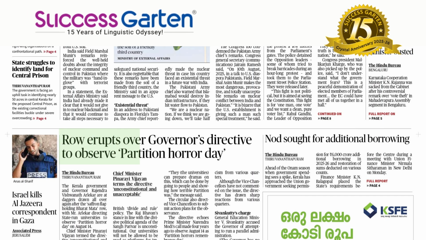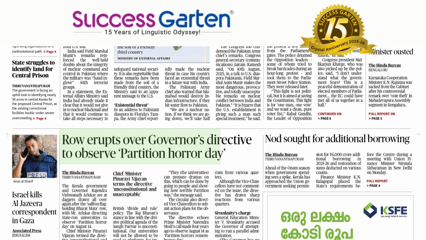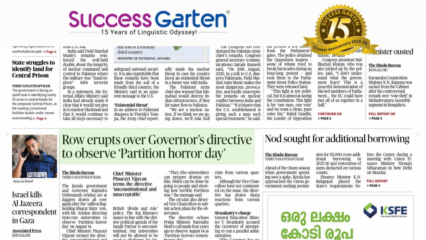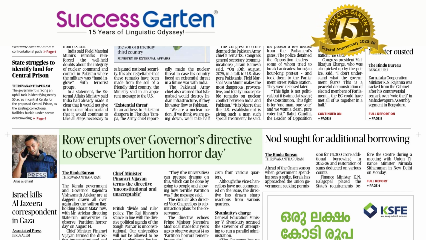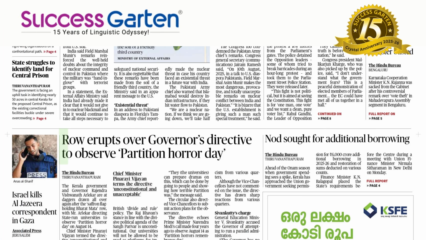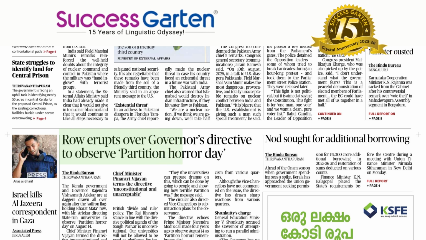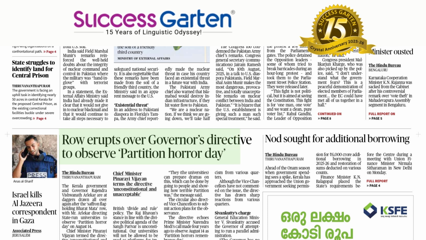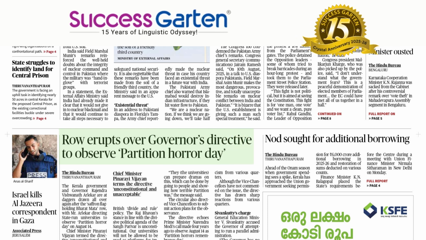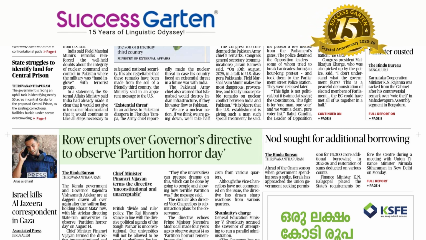Now we move to the next news item. Row erupts over governor's directive to observe Partition Horror Day. R-O-W is a very important observation. This word has multiple pronunciations. Row, a noisy argument. It also has a very common pronunciation: rows and columns, you row a boat. But here it is a noun with another meaning, a noisy argument.